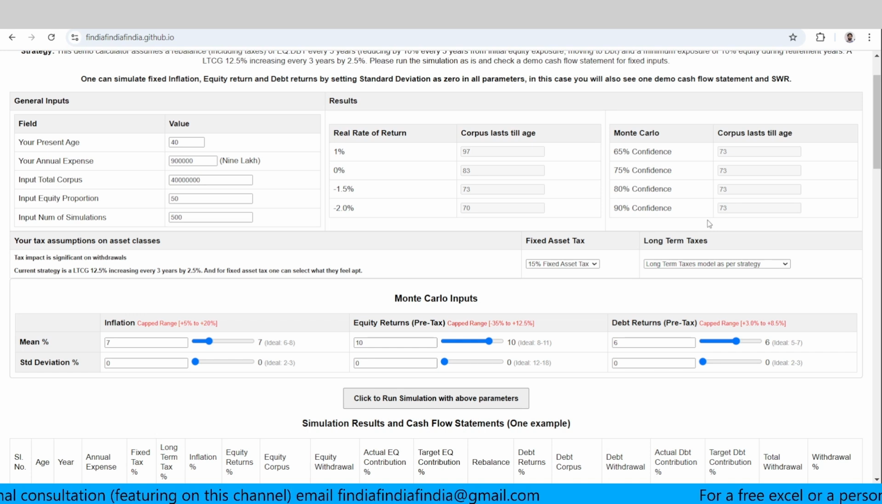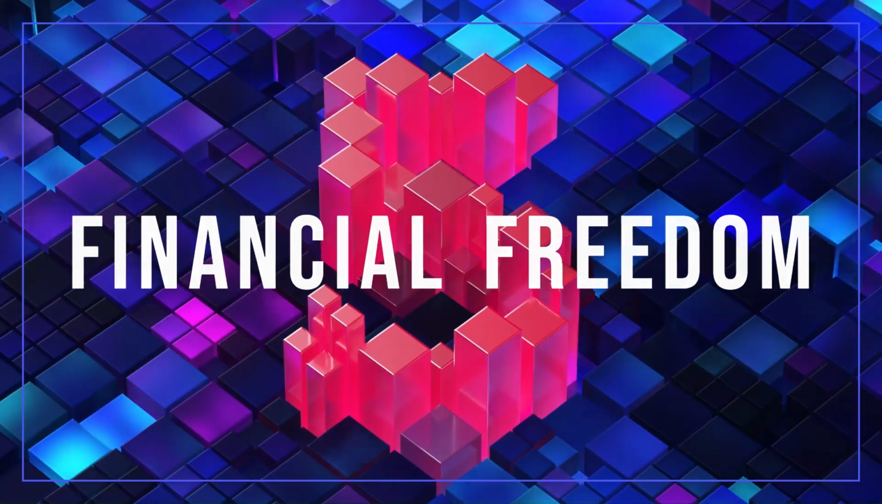If I add taxes, straight away, for a 9 lakh expense for a 40-year-old, with a 4 crore corpus and all standard deviations as zero, your 83 years has become 73 years just by adding taxes.